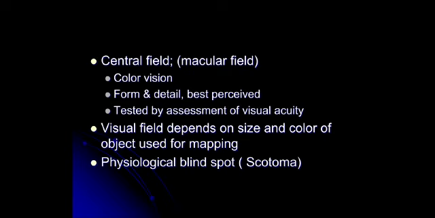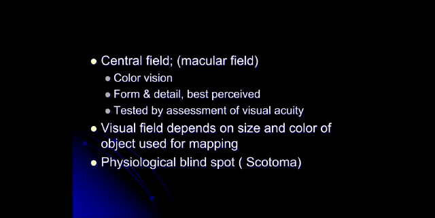So that was about the peripheral field. We have the central field, which is the macular field, which can be assessed by color vision. The form detail can be perceived. It is tested by the assessment of the visual acuity. Visual field depends on the size and color of the object. Standard size is around 5 mm, and the color should ideally be white, and it keeps decreasing. If it is red, then it is less.